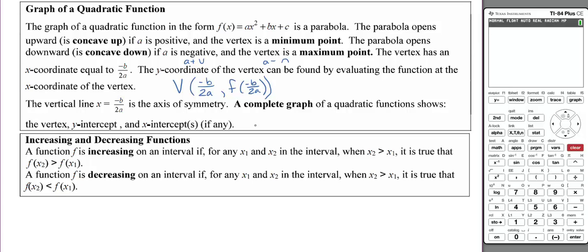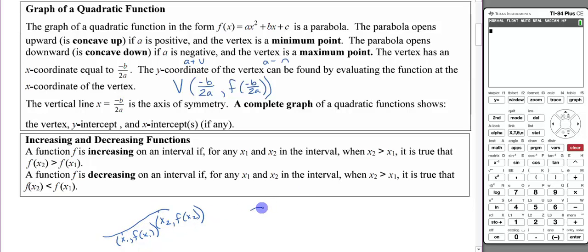Increasing and decreasing functions. A function f is increasing on an interval if for any x1 and x2 in the interval, when x2 is bigger than x1, then it's also true that f of x sub 2 is greater than f of x sub 1. So it means as you're reading your graph left to right, x is getting bigger and y is getting bigger as well. That would mean it's increasing.